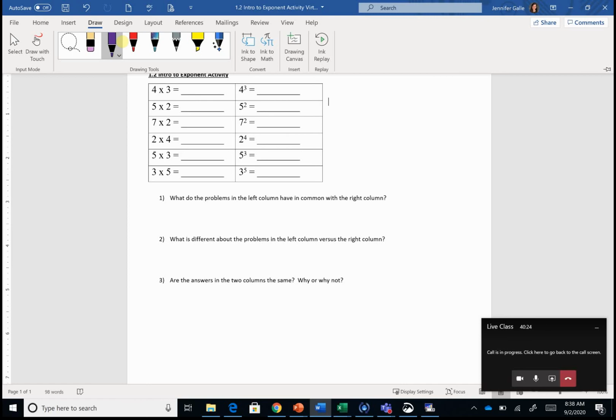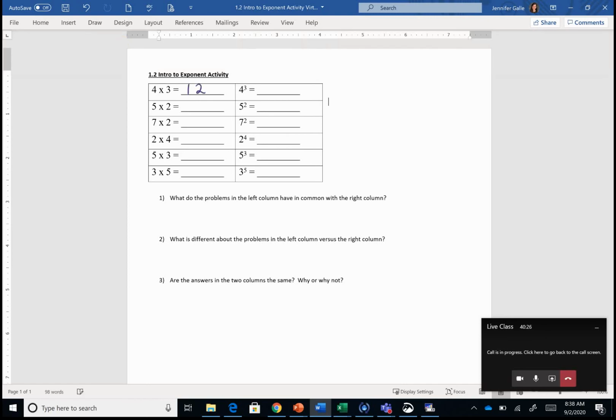So 4 times 3 is 12. And then on that right-hand side, that's an exponent. That's 4 to the third power. We used our calculators, and that was 64. So go ahead and fill in the rest of that table.